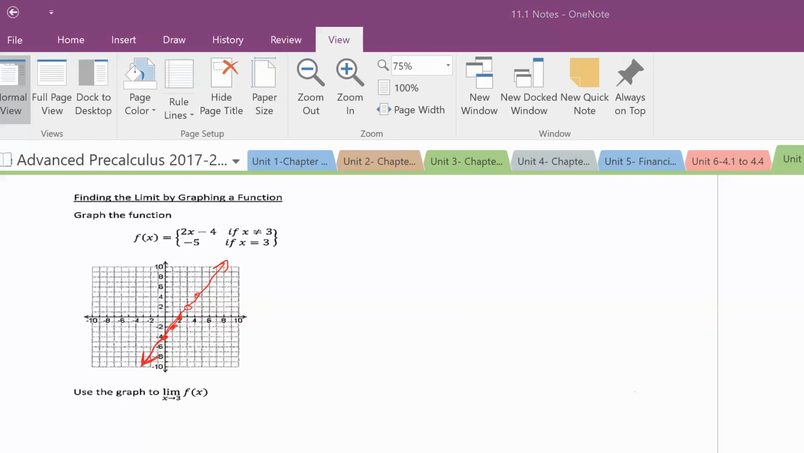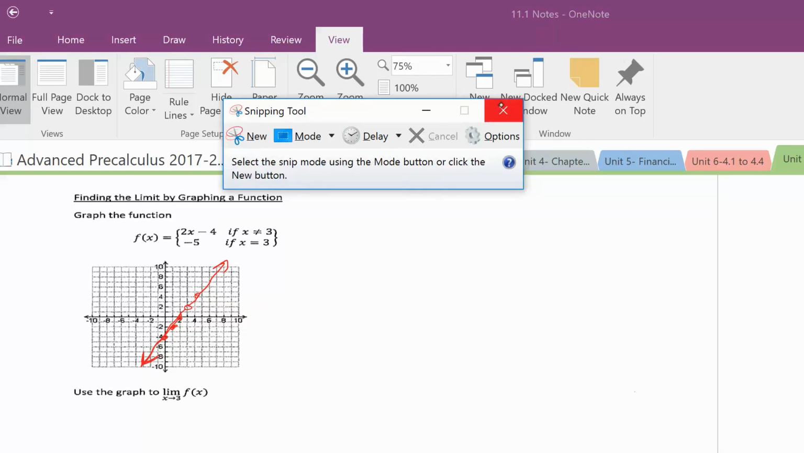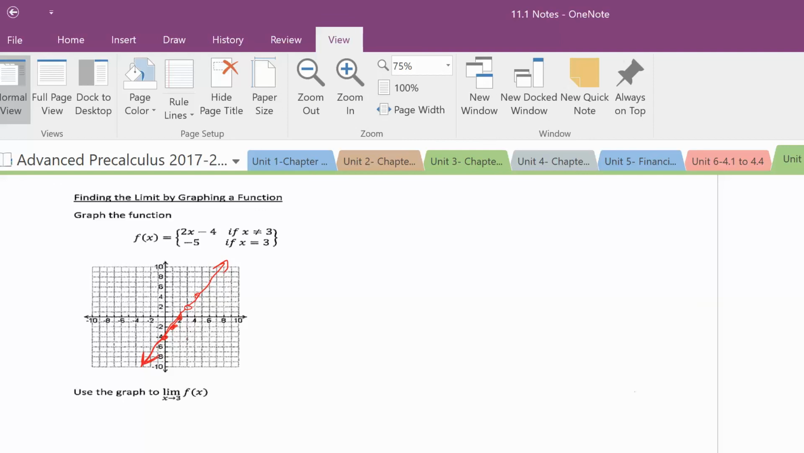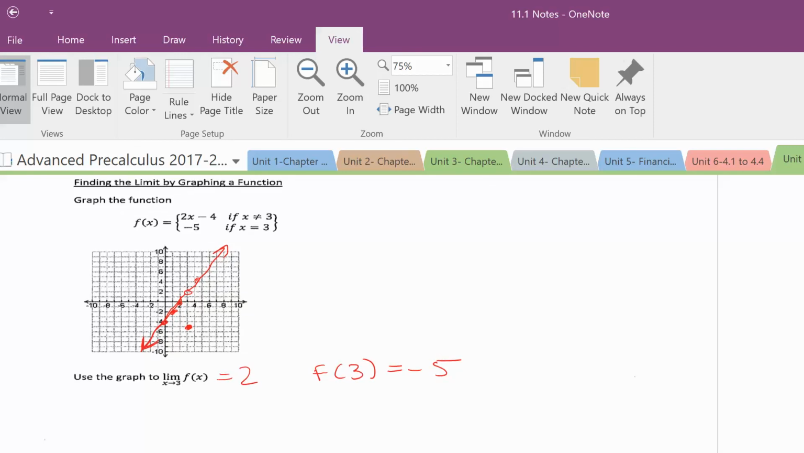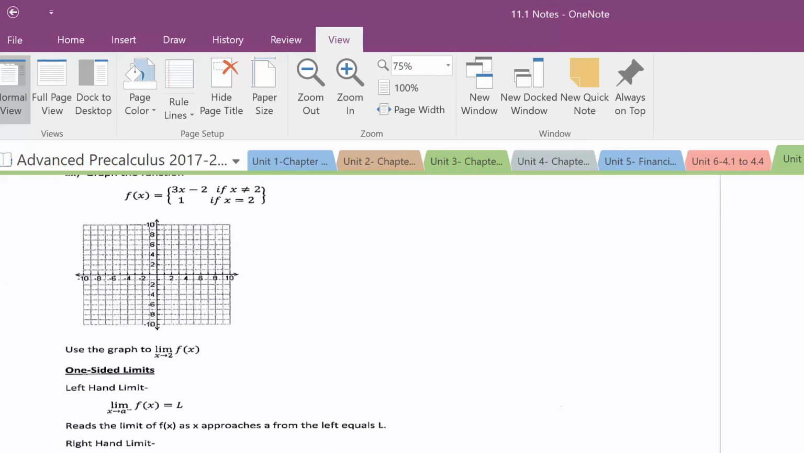And then when x equals 3, it's negative 5 right here. So the limit as x approaches 3 of the function is 2, because that's the y value it approaches. It's different than if I asked you what's f of 3, which would be negative 5. So the same thing here.